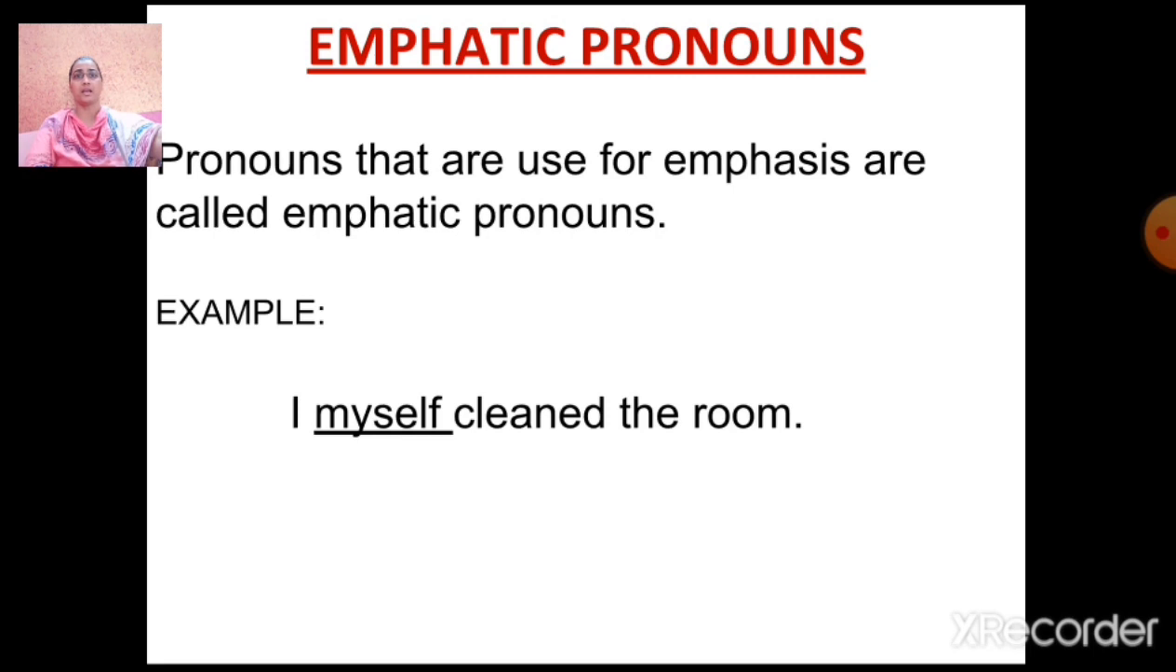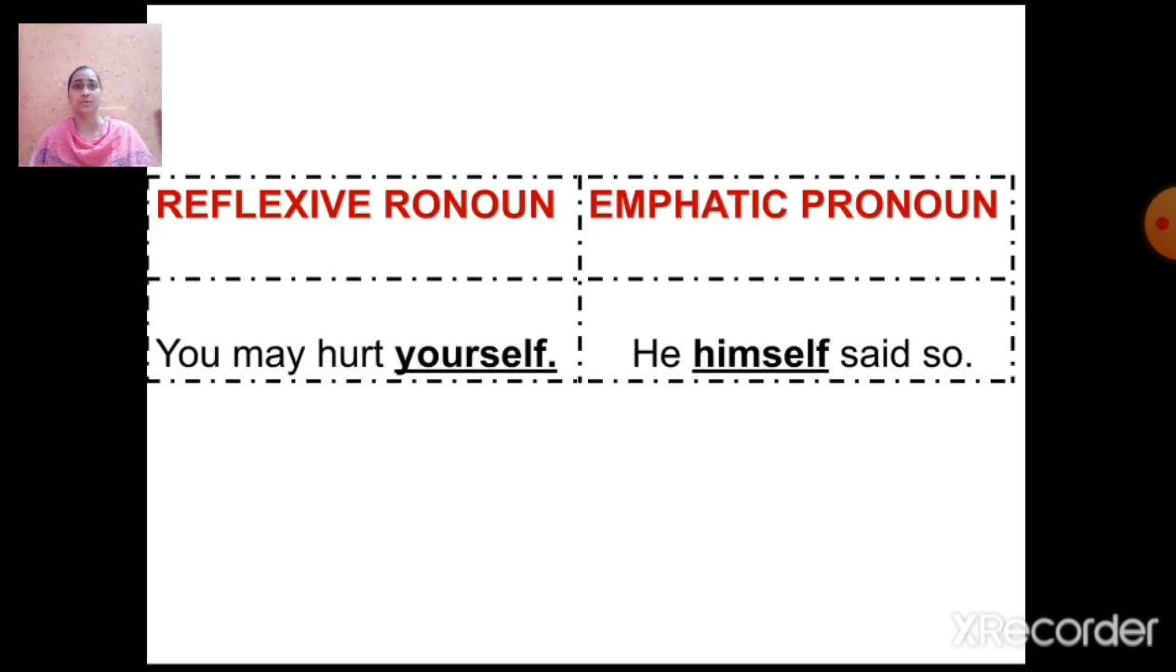Now let's see emphatic pronouns. Pronouns that are used for emphasis are called emphatic pronouns. The word emphatic means emphasizing on something. Like for example, I myself cleaned the room. Now here, I am emphasizing that I myself have cleaned the room. Now students, we know examples for both reflexive and emphatic are myself, yourself, himself, and so on.